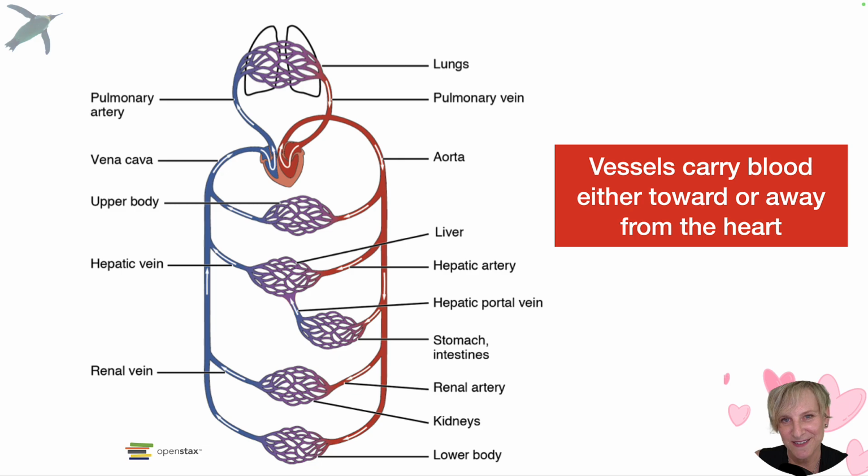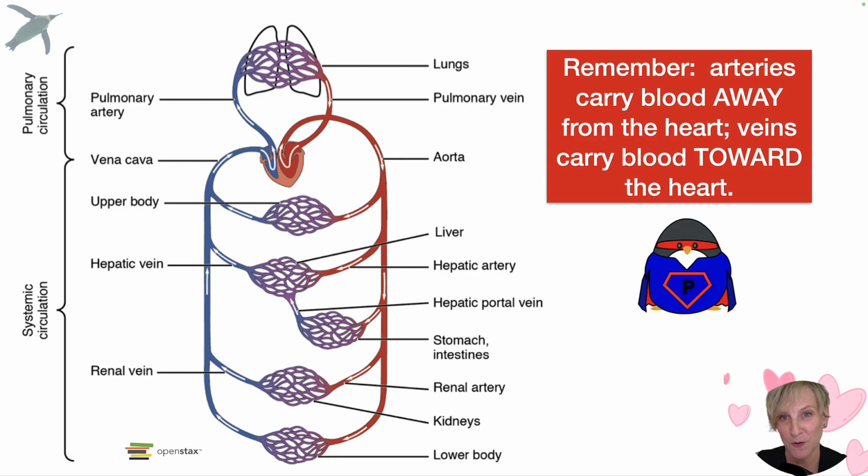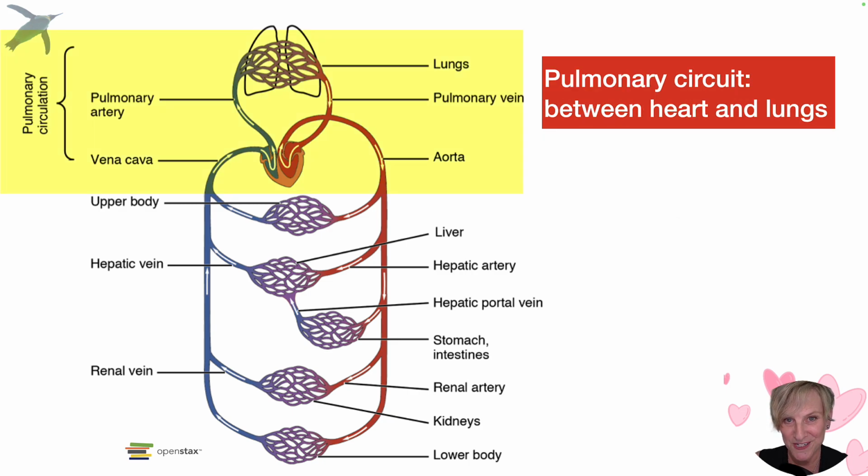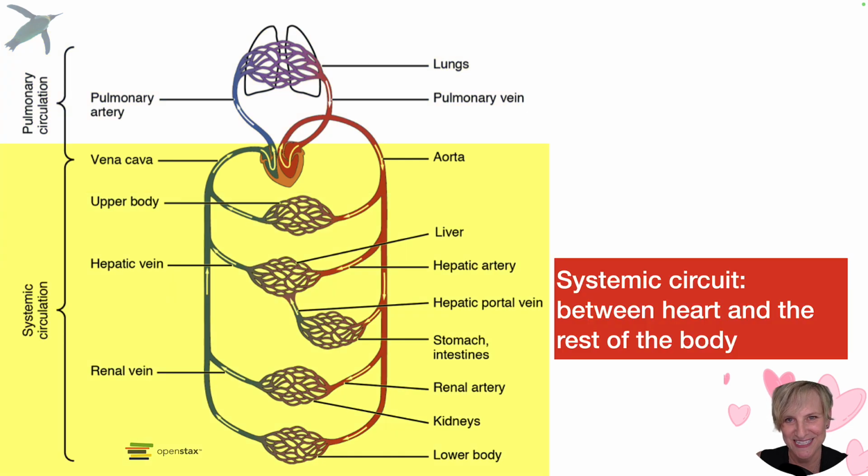We describe the vessels as carrying blood either toward the heart or away from the heart. Don't forget, it's the direction that matters, not whether it's oxygenated or not, okay? Arteries always carry blood away from the heart. Veins carry blood toward the heart. We have the pulmonary circuit, that's the exchange between the heart and the lungs, and we have the systemic circuit, that's the exchange between the heart and the rest of the body.